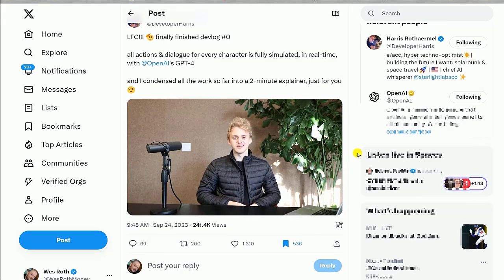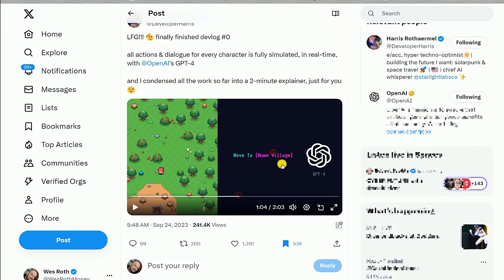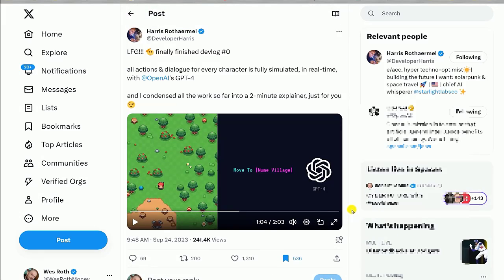So a lot of people are comparing this to Sims, which I don't think is a good comparison. I think it's Stardew Valley. Come on. Stardew Valley is the perfect comparison for this, but with GPTs running around.